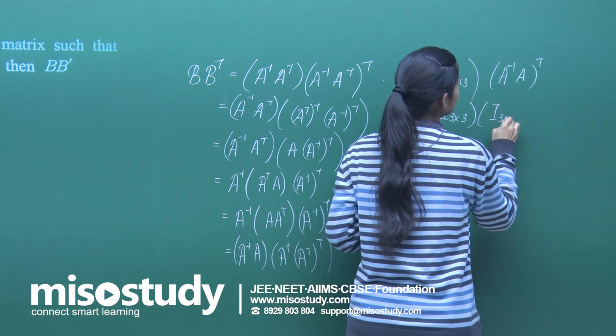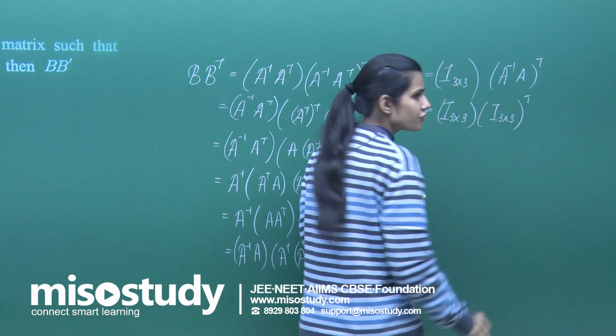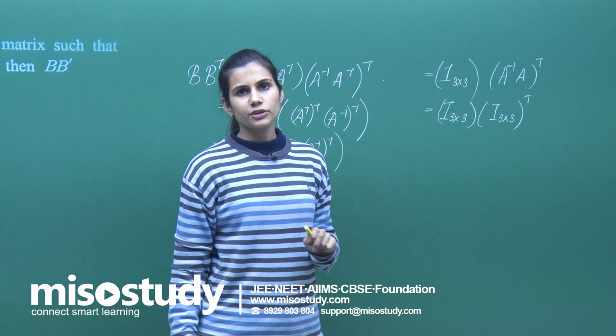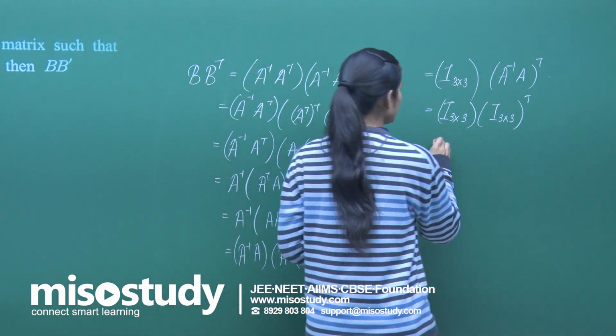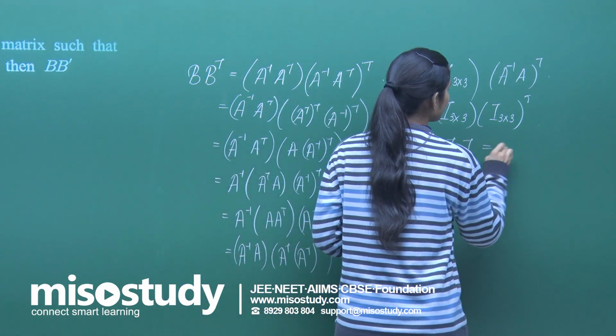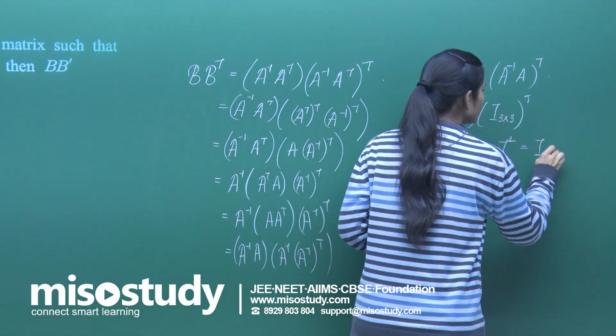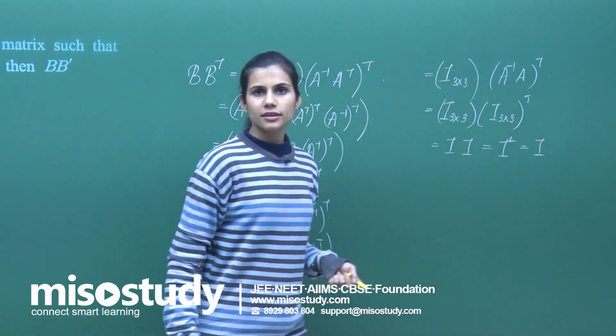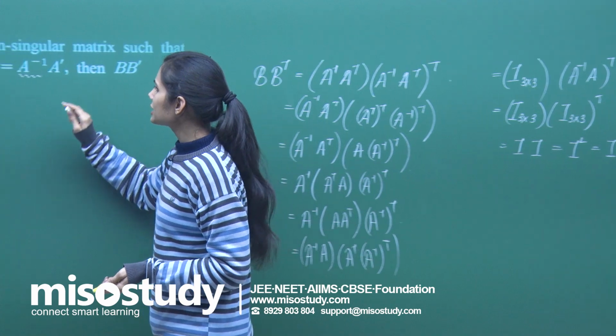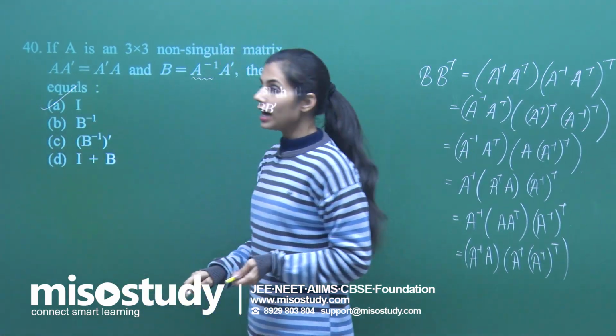Again identity matrix of order 3 cross 3. And transpose of identity matrix of order 3 cross 3 is identity matrix of order 3 cross 3. So this is I into I, which is I square, which is again I. So BB transpose is coming out to be equal to I.